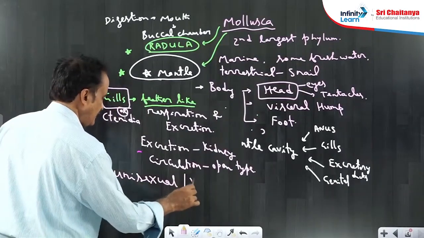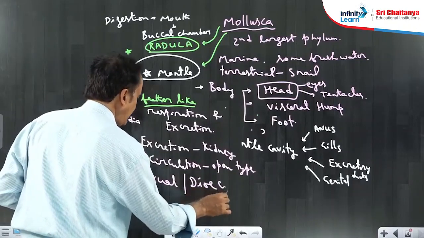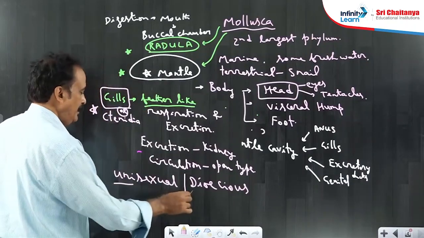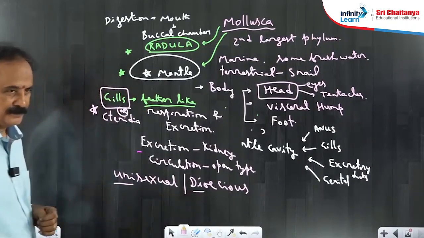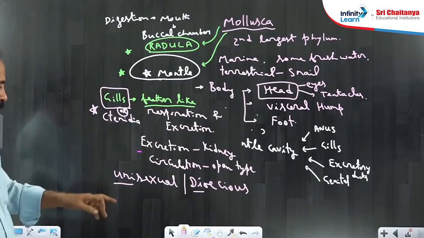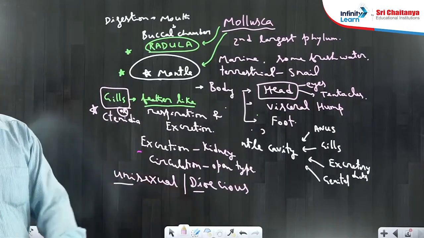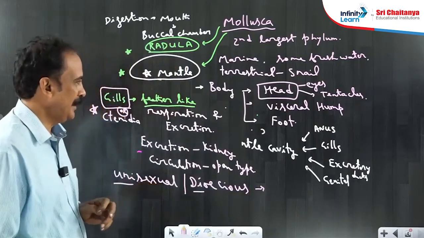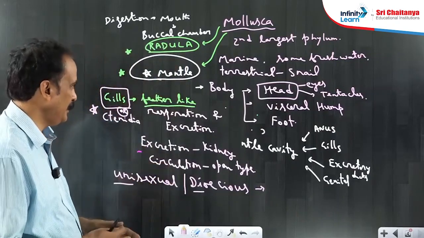Unisexual is dioecious. So this "di" has no relation. Don't think that unisexual means monoecious. Animals are oviparous and they have both direct as well as indirect development seen in this group.